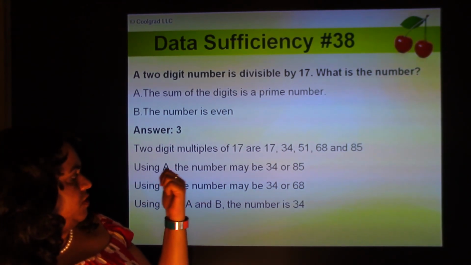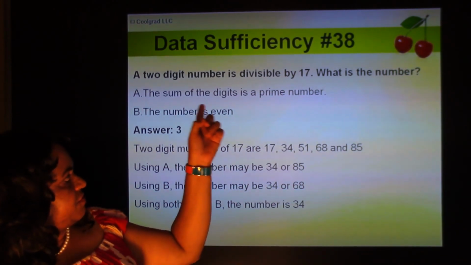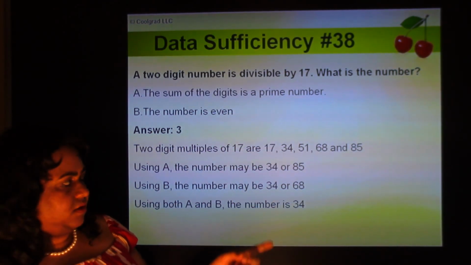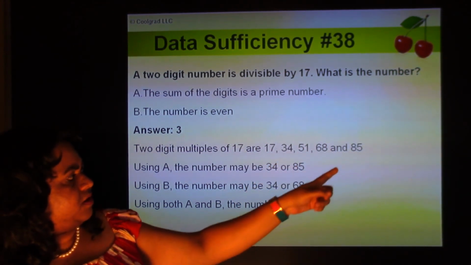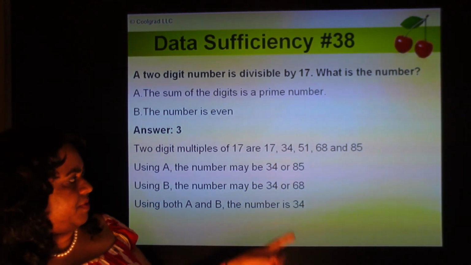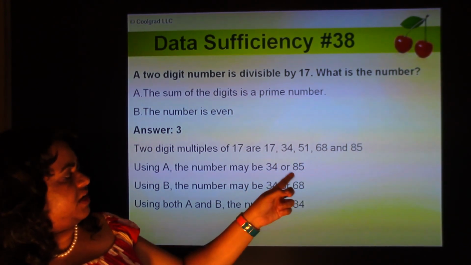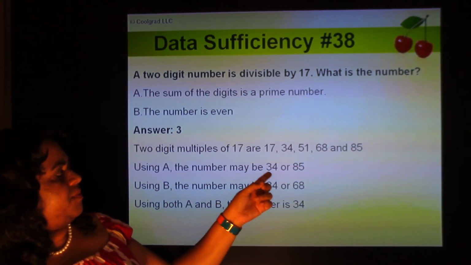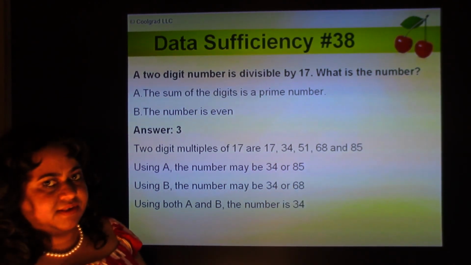Using statement A alone, the number may be 34 or 85. The sum of the digits is a prime number, right? So 1 plus 7 is not a prime number, 5 plus 1 is not a prime number, 6 plus 8 is not a prime number. So 3 plus 4 is 7, a prime number, and 8 plus 5 is 13, a prime number. So the number can only be 34 or 85 using statement A, but we still don't know which one of these. So statement A alone is not enough.